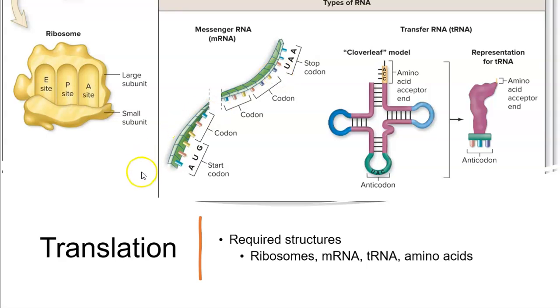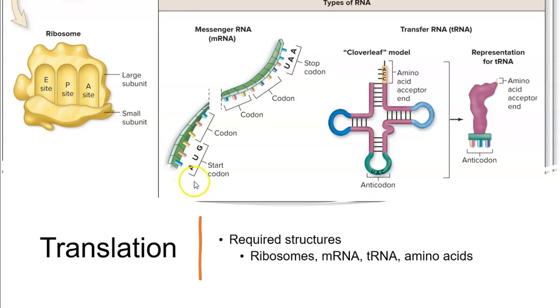So let's look at this image for just a moment. Here's our messenger RNA, okay? Here is one way of looking at transfer RNA and another. It's really just a molecule that is going to bring in amino acids. That's its job, okay? So at one end, we have something called an anticodon. Anti, think of it like opposite. So it's going to pair with a codon on messenger RNA.